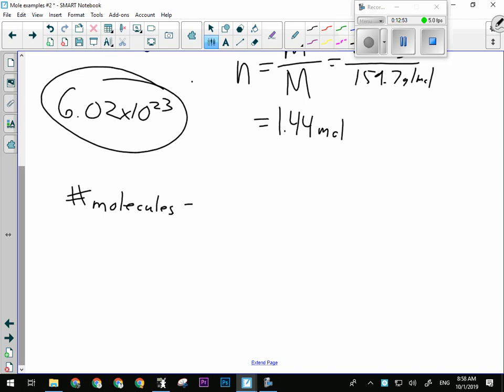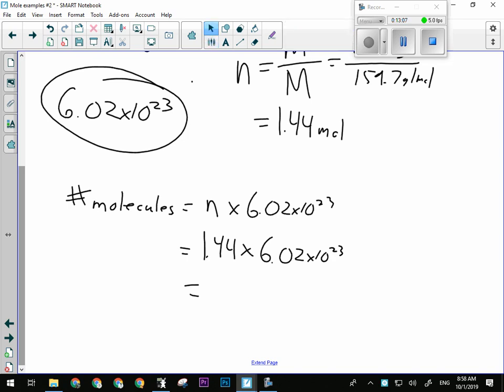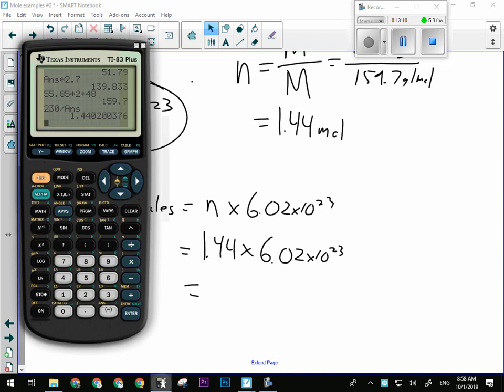Number of molecules equals n times Avogadro's number. So that'll be 1.44 times 6.02 times 10 to the 23. Now, entering this into your calculator, you watched the video yesterday, hopefully it made sense. But if you have a TI whatever, because there's a whole bunch of different numbers now. Started out with 83, and we're up to like 87 or something now, or 90.